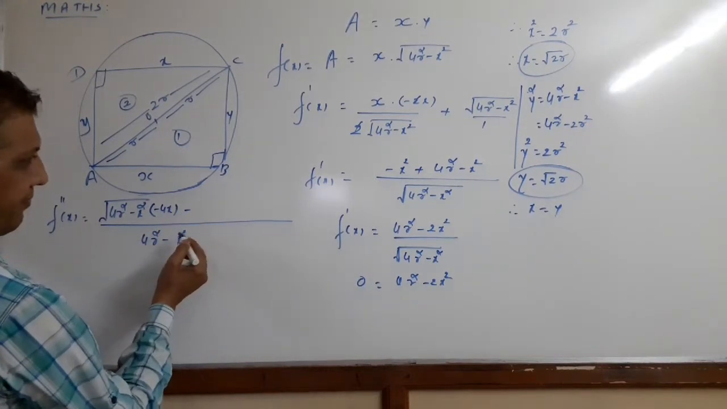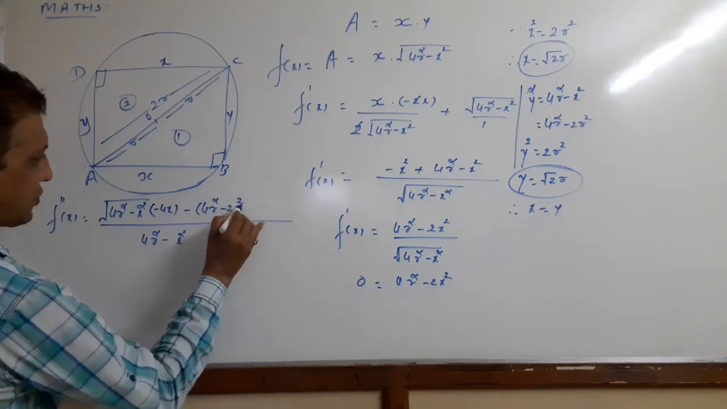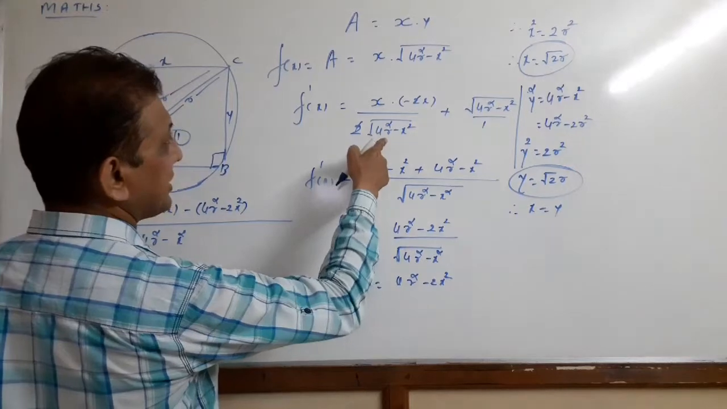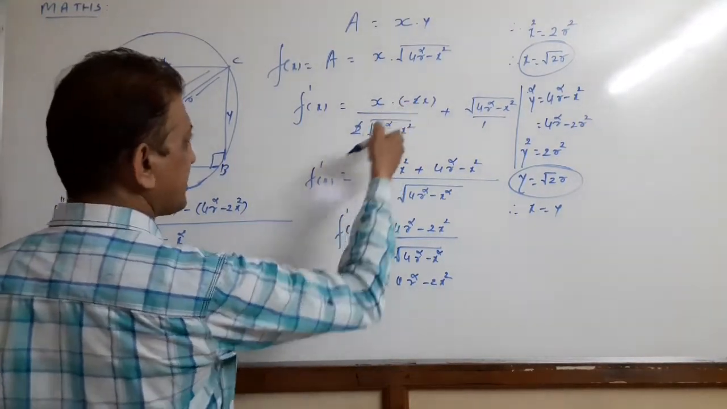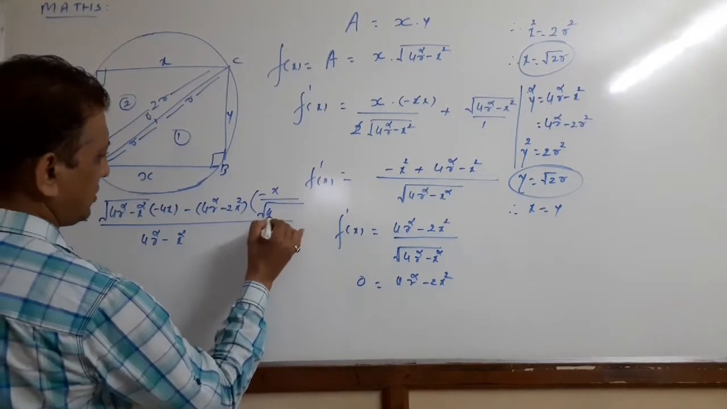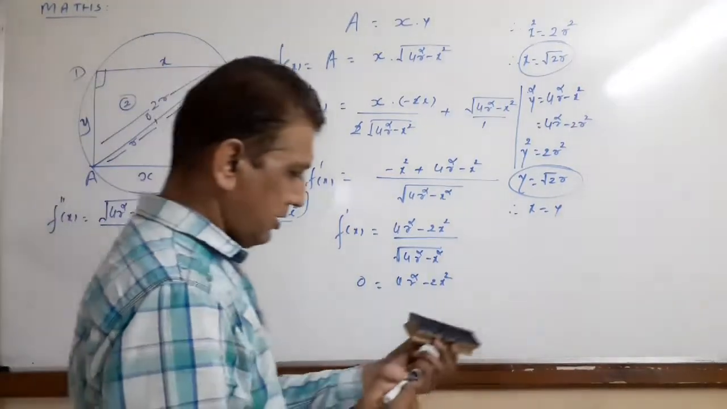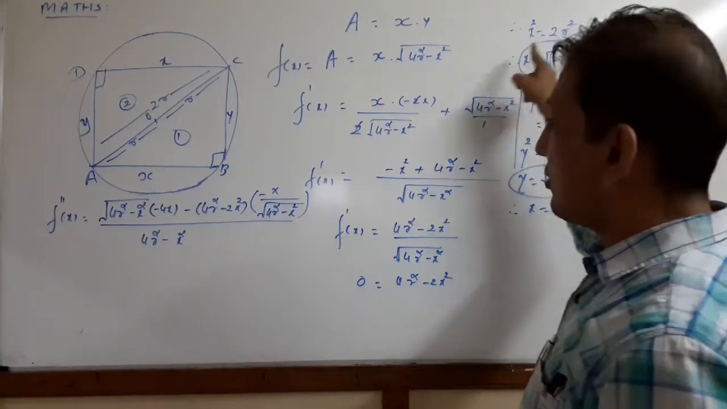Minus, 4r square minus 2x square, the numerator as it is, times the derivative of the denominator. We write it here. So 2 cancels, only minus x upon root 4r square minus x square. Clear? Now put x square equal to, we proved here x square equal to 2r square.